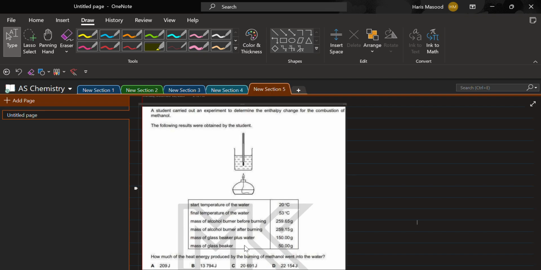A student carried out an experiment to determine the enthalpy change for combustion of methanol. The following results were obtained: start temperature, final temperature, mass before and after burning of alcohol, mass of the glass plus water, and mass of glass beaker without water. So, how much of the energy produced by the burning went into the water? You have to calculate that. How will we do this question?